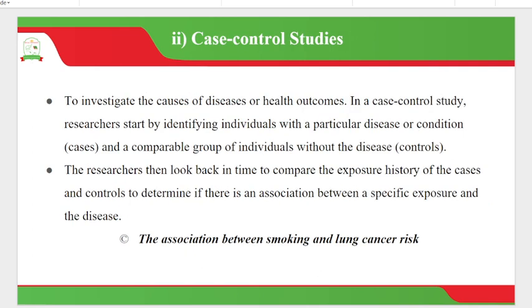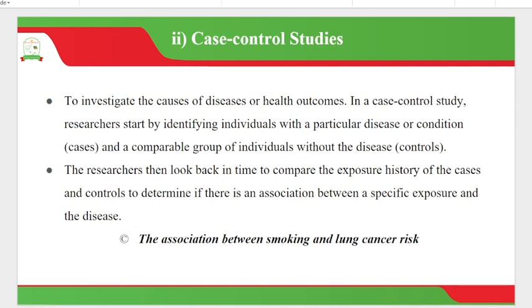Case control studies. These we are discussing as observational. For case control studies, it is even easy to understand. You have one group you expose, and the other one you don't expose, and then you see which one gets affected. You get it? One group becomes a case, and the other group becomes a control group. These are the details. Case control studies are used to investigate causes of diseases or health outcomes.